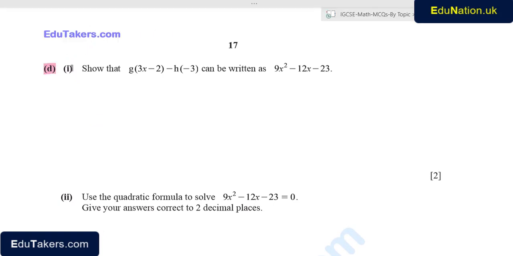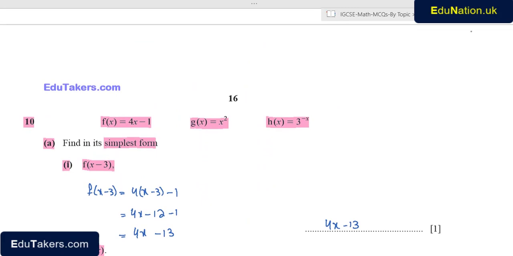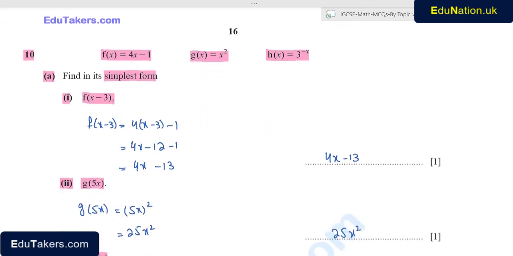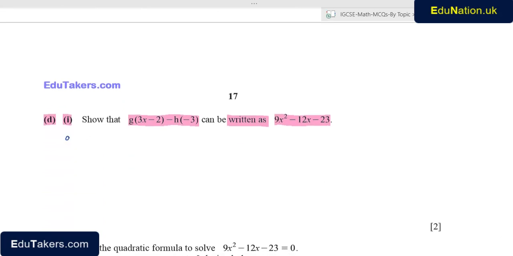Its part D, and its first part is, show that g of 3x minus 2 minus h of minus 3 can be written as 9x square minus 12x minus 23. g of x is what? Function g of x is x square, and h of x is 3 raised to power minus x.